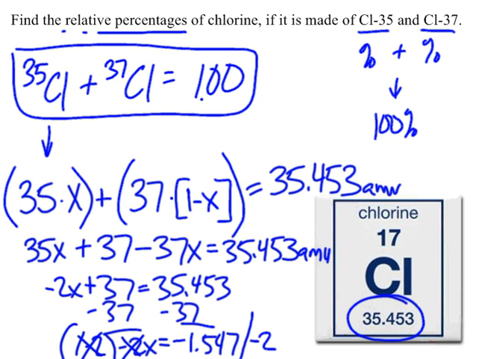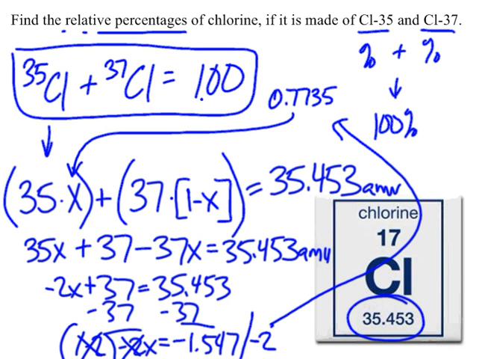Then when I divide this out, let's draw this line right here in a little open space. I end up with 0.7735. Well, what does that mean? That means that x is equal to 0.7735, which is 77.35%. If I multiplied that number by 100, I would get 77.35%.